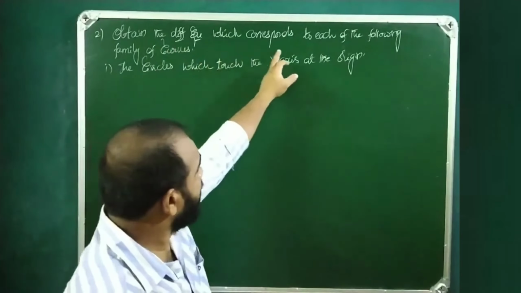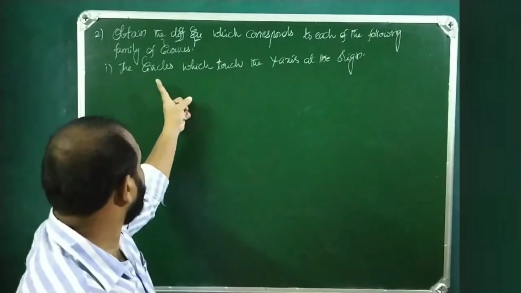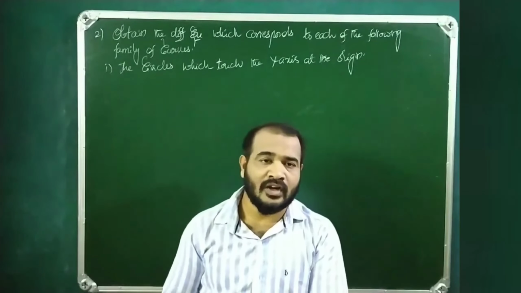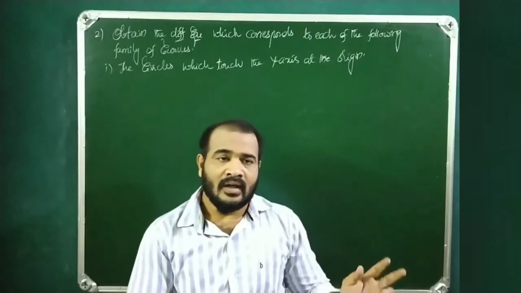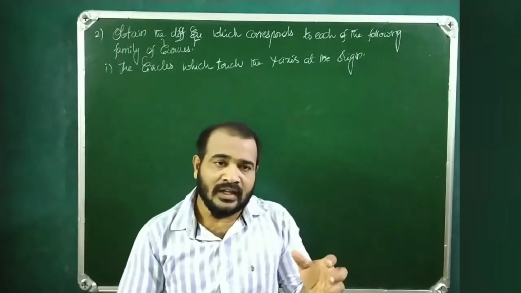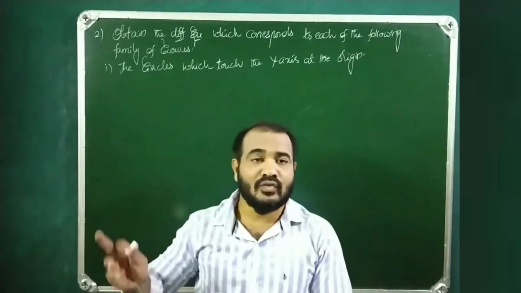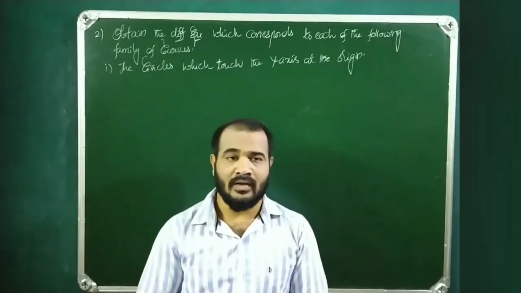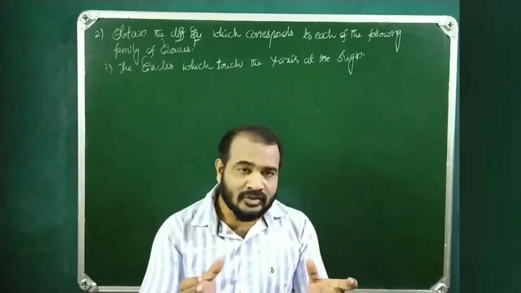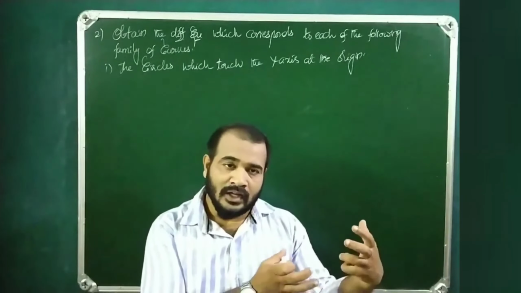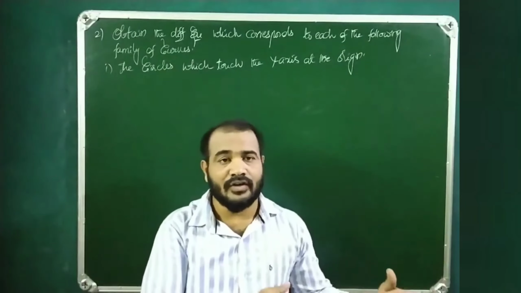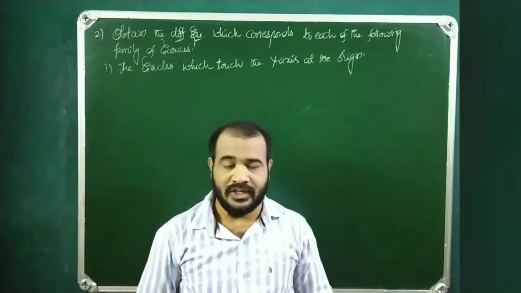Obtain the differential equation which corresponds to each of the following family of curves, the circles which touch the y-axis at the origin. The difference between this problem with that of the last problem is, as far as the last problem was concerned, the equation has been directly given. But as far as this is concerned, this is a word problem, some information has been given. Based on that information, first we need to obtain the equation of the family of all the curves. Then actually we will get the equation, and that equation we need to differentiate.